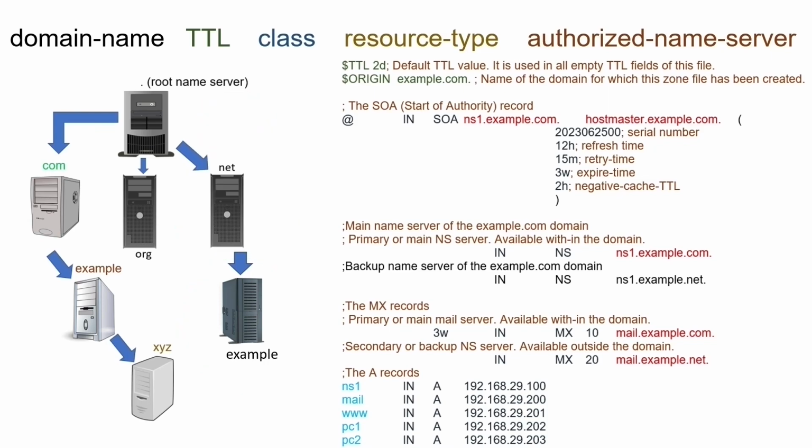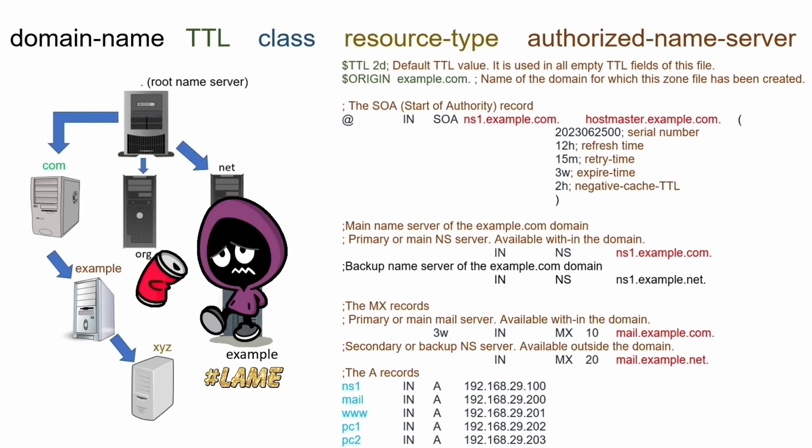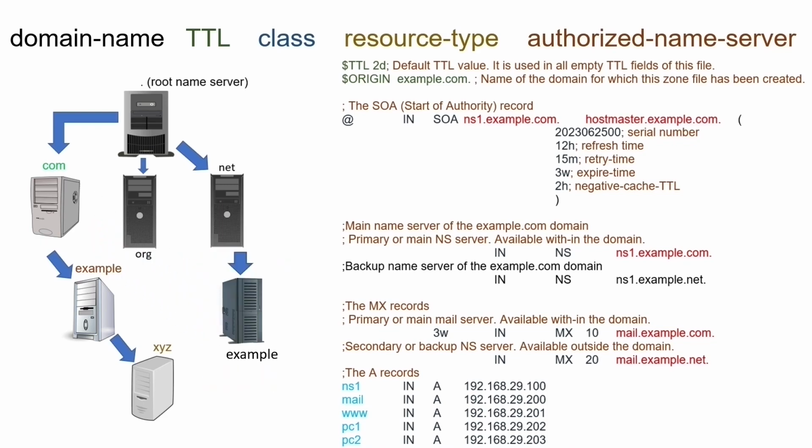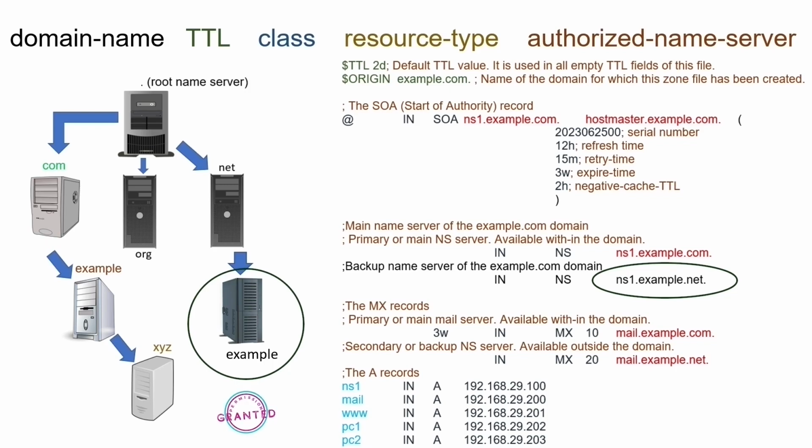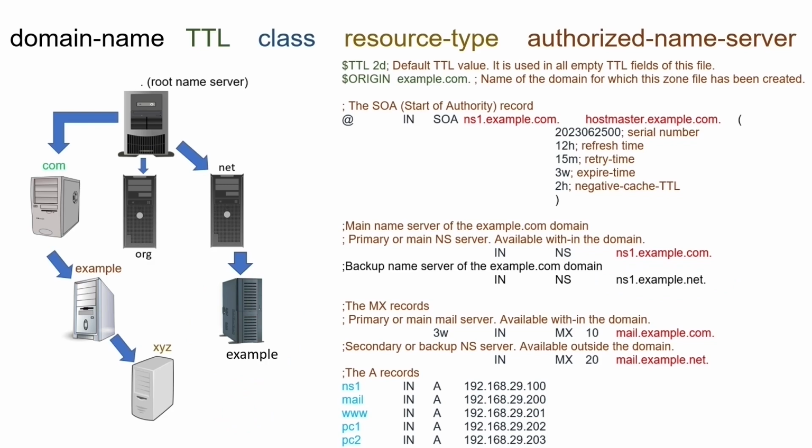As mentioned earlier, in a DNS system, only authoritative name servers can resolve queries. Because of this, we also need to configure the backup name server as the authoritative name server for the domain. If we do not do this, a situation called lame delegation occurs. A lame delegation occurs when an NS record points to a name server that is not authorized to answer for the domain. In this example, we configured a backup name server, ns1.example.net. We need to configure this name server as the authoritative name server for the domain example.com.